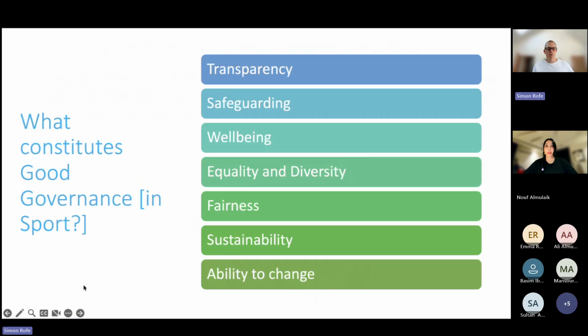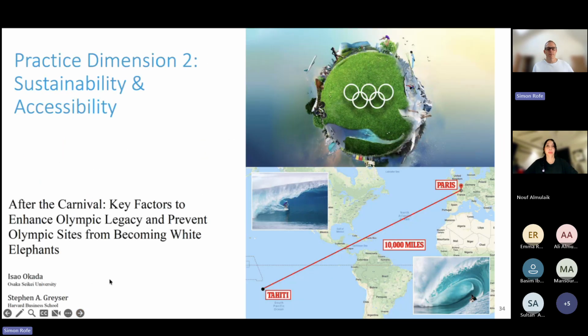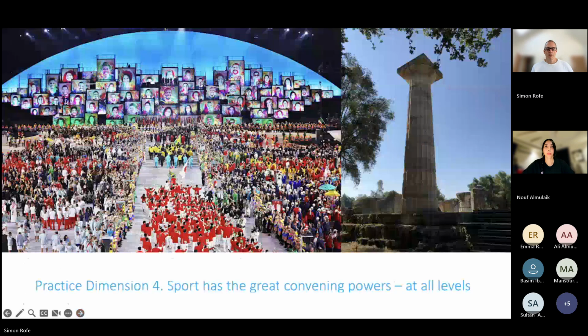The governance question we've looked at, the ethics dimension, questions of sustainability, the diplomats in tracksuits, and again, I'm going to come on to that again in a little bit. I'd again dwell on the convening power of sport, how that talks to all of the different ways in which sport is brought together and the opportunities that that gives us.